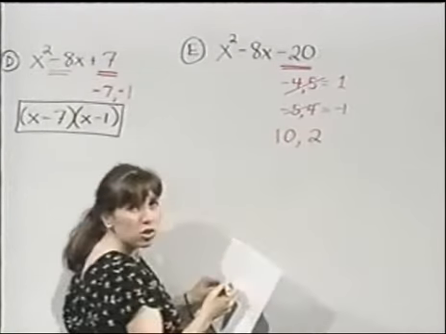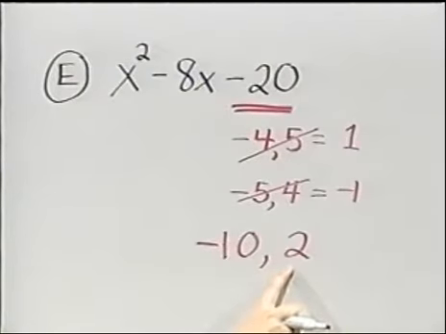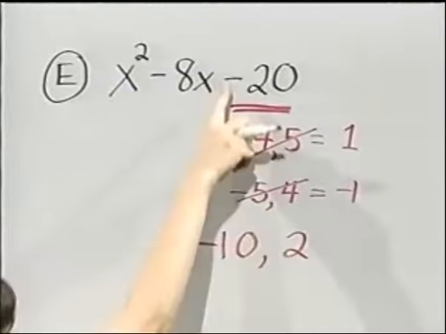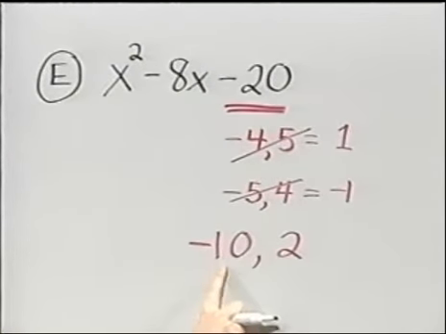10 times 2 is 20. If we make the 10 negative, then we have negative 10 times positive 2, which is negative 20. And if you add negative 10 to positive 2, you in fact get negative 8. All right, so those are the two numbers we're looking for. So let's express this as a product.